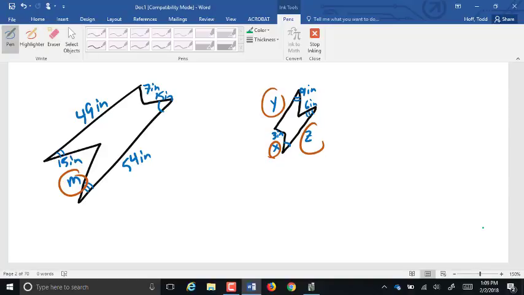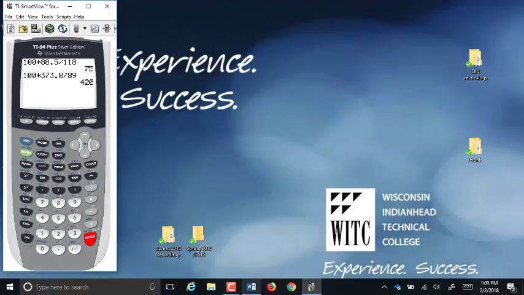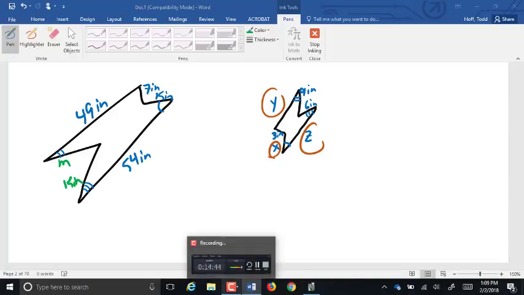I labeled that wrong, didn't I? I labeled the 15 on the wrong one. This should have been M and this should have been 15. I'll give you a minute to finish that.